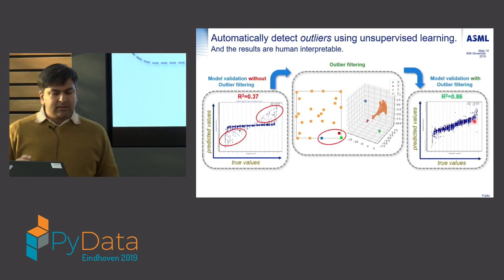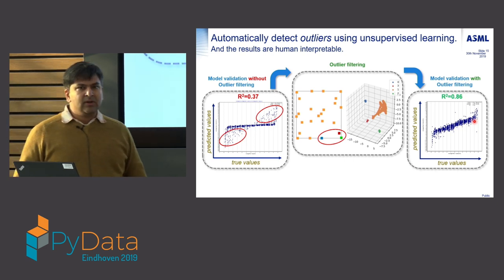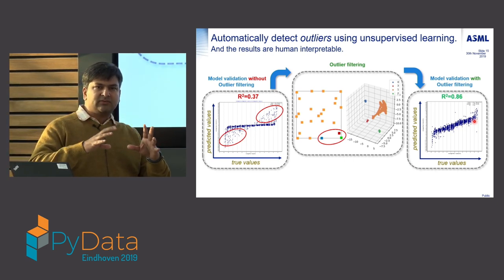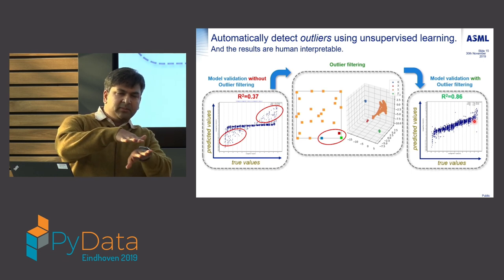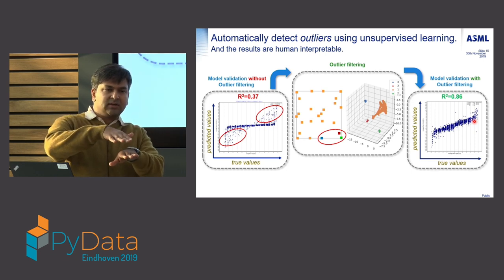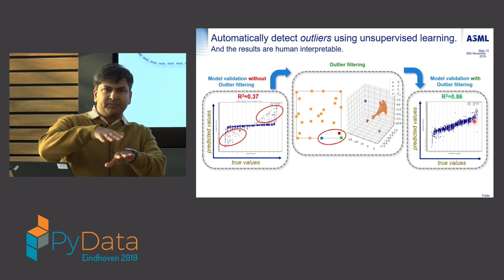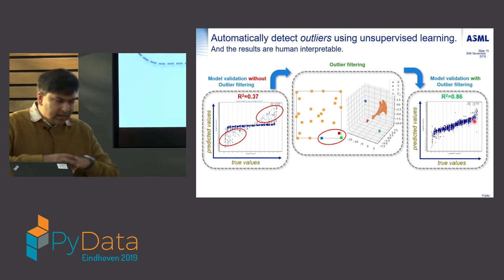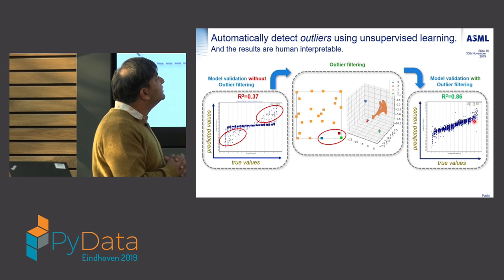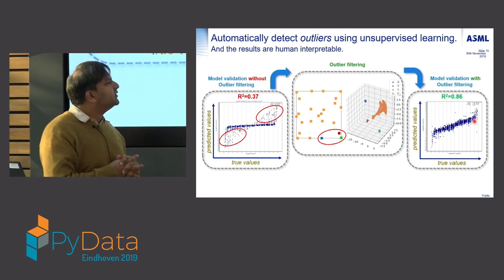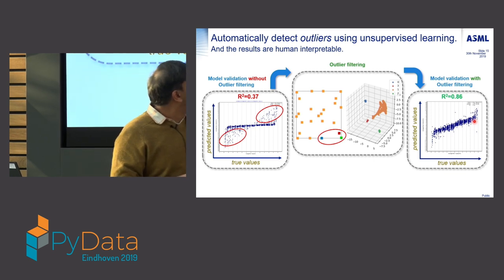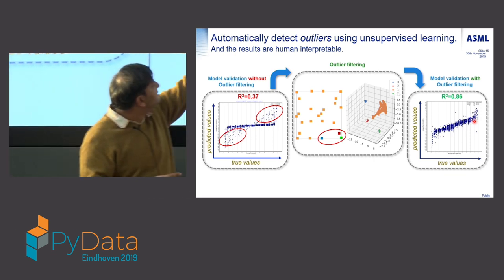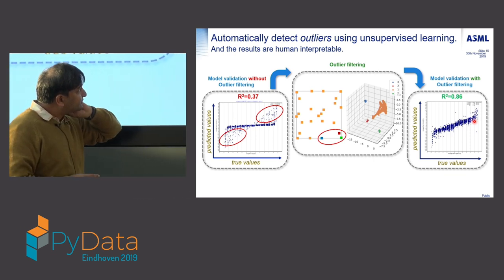Okay, so coming back to the slide that I showed you before, we have this high-dimensional data from our sensors that looks at overlay or misalignment between two layers on the wafer. And this high-dimensional data is projected on a three-dimensional space using UMAP. And what you see here is a representation of that.